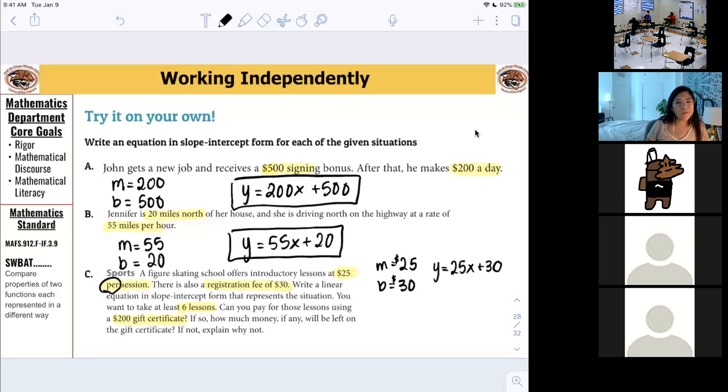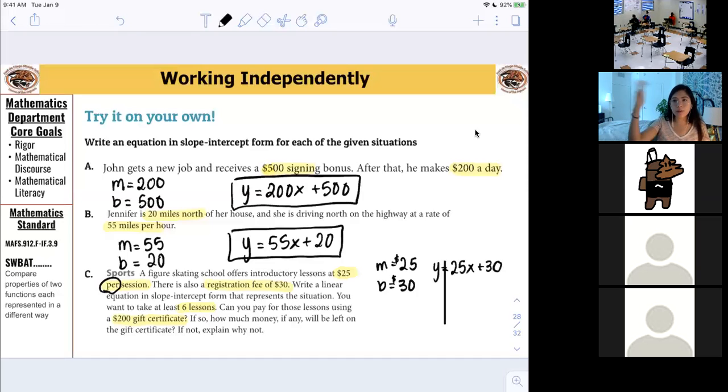So I have this equation. Remember, equations are great because they help us to find answers to some problems. Since I have this equation, what should I plug in to figure out how much 6 lessons are going to cost? The 6. Yeah, we're going to plug in a 6. Which one should I plug it in for, x or for y? X. You are going to plug it in for x.